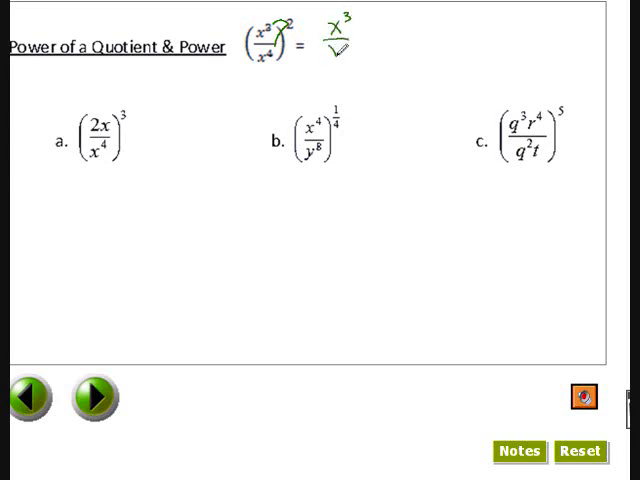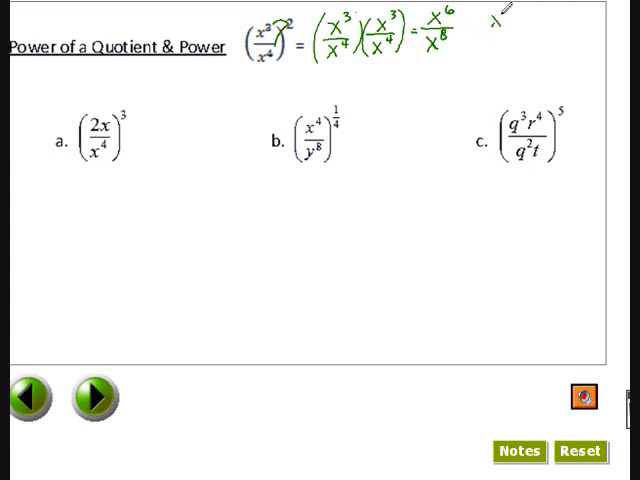x cubed divided by x to the fourth times x cubed divided by x to the fourth. So we would get x to the sixth, because now we're adding these powers, and x to the eighth, because we're adding those powers. Now, we could have jumped directly to 6 and 8 by just multiplying. Power to a power gives me a multiplication. So power to a power, I get 6, and x to the fourth to the second gives me 8.